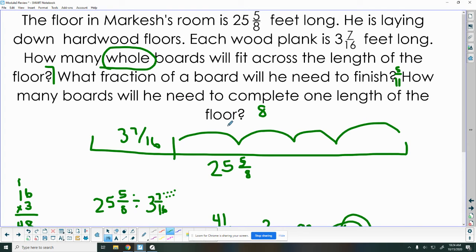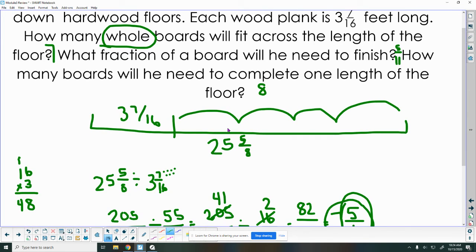Is he going to use all 8 of them completely? No. But if he only buys 7, that's not going to complete it. And most stores aren't going to sell you just a part of a piece of a floor. You'll have to buy 8 to make sure you have enough there.